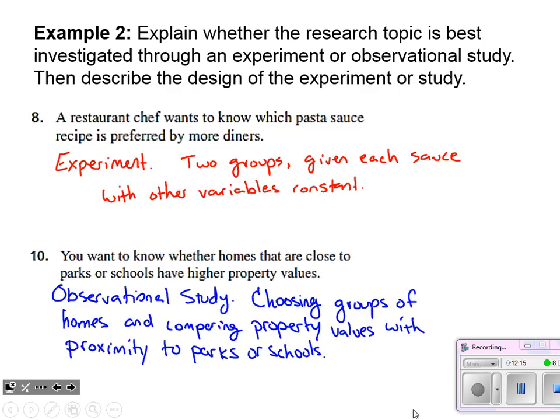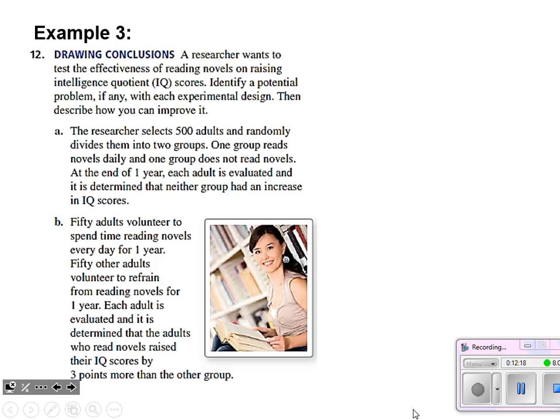I never thought you'd have this much vocabulary in a math class.